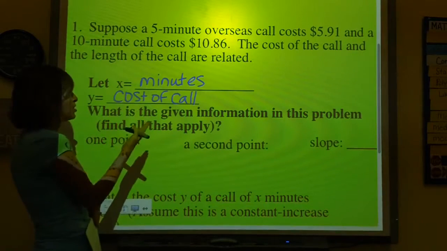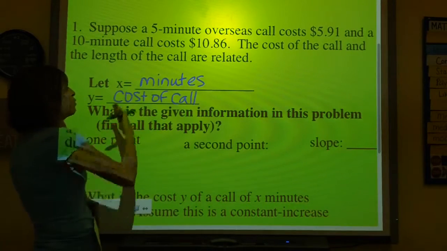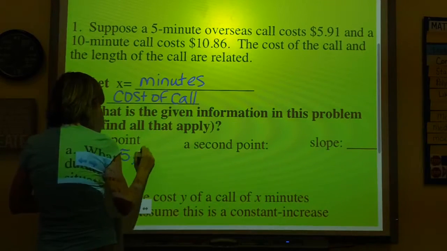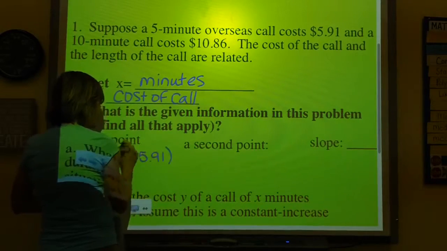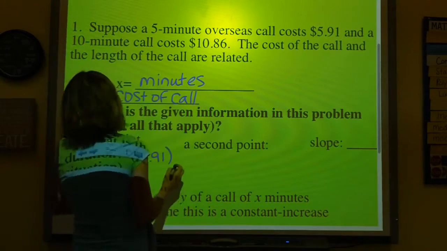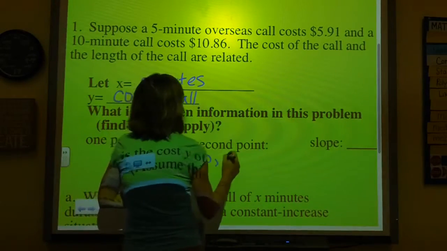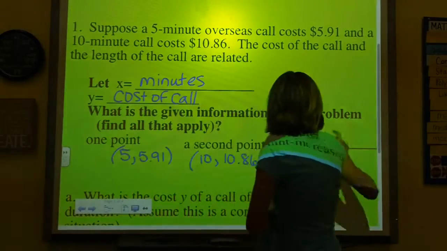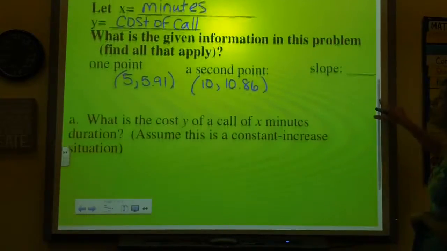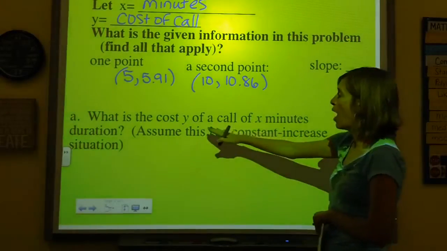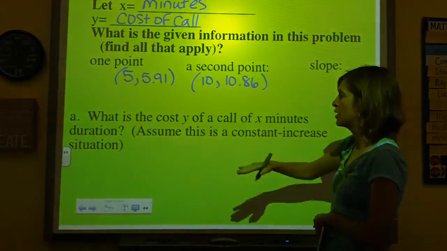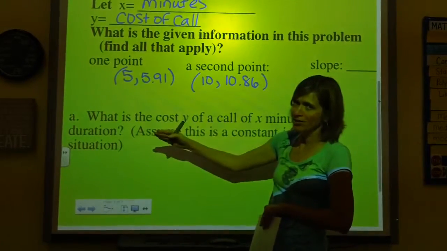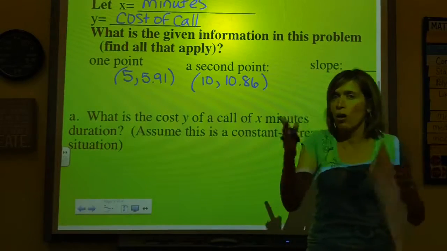All right, I don't have a slope, but what I'm given here is 2 points. I'm given the first point of 5.91, and I'm given the second point of 10.86. So $10.86. So I have to write an equation. So it says, what is the cost of a call of X minutes duration? Okay, this is just asking you to write the general equation. They want it in terms of Y and X.